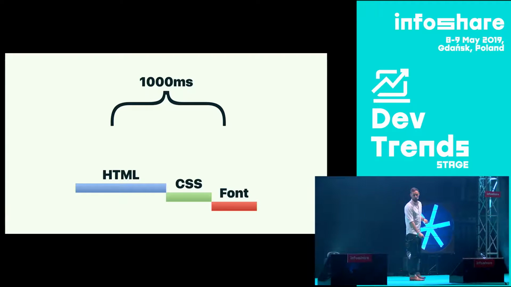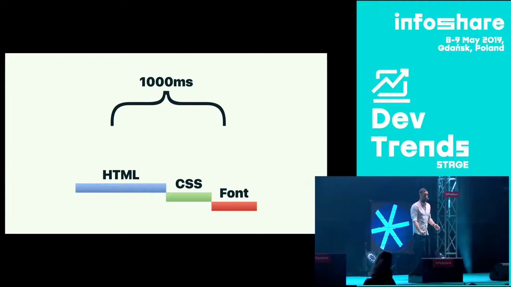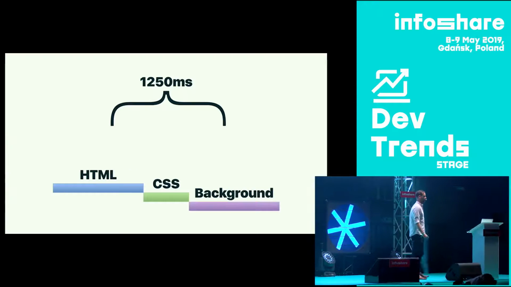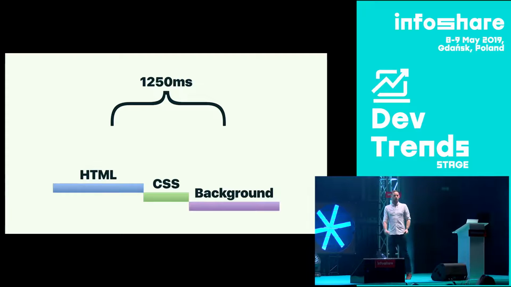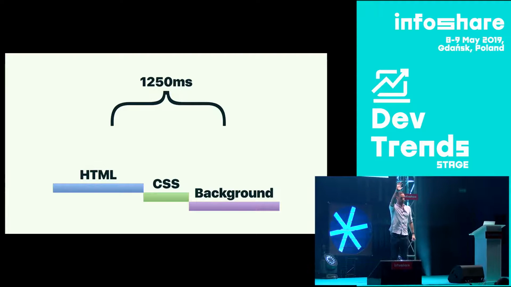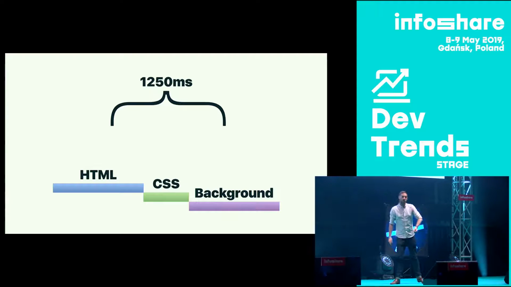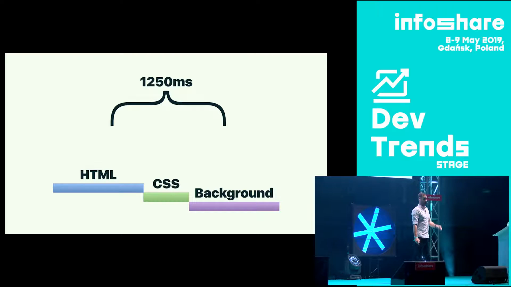The same applies to background images, and background images might be really big, so now this entire process has taken 1.25 seconds. Is anybody building a JavaScript application, like a single-page app? A lot of people. That makes sense. It is 2019. Unfortunately, single-page apps make this problem a little worse.